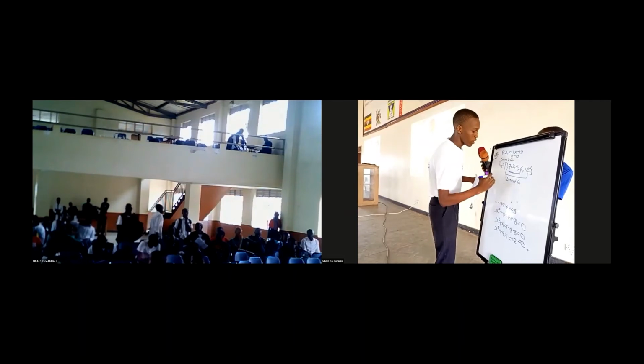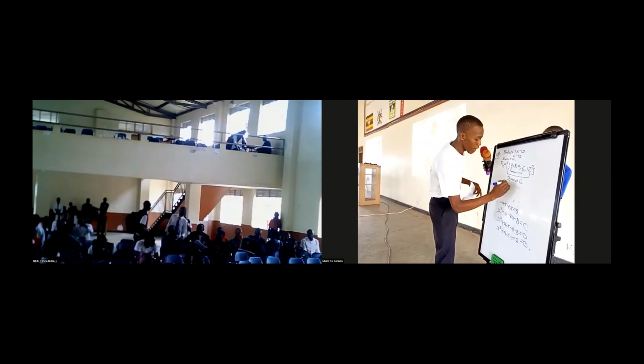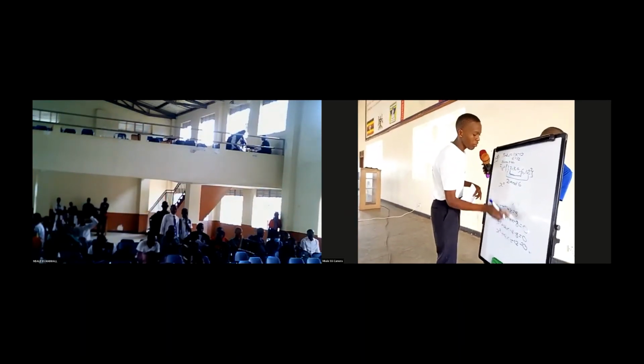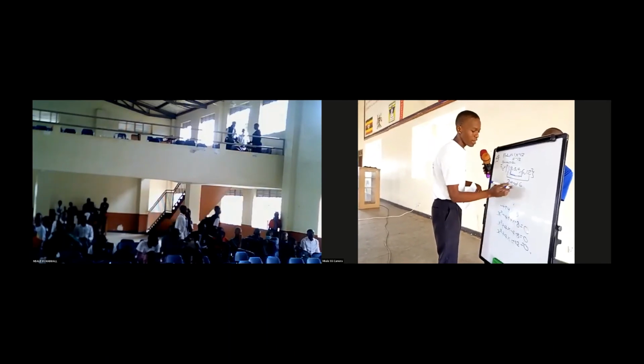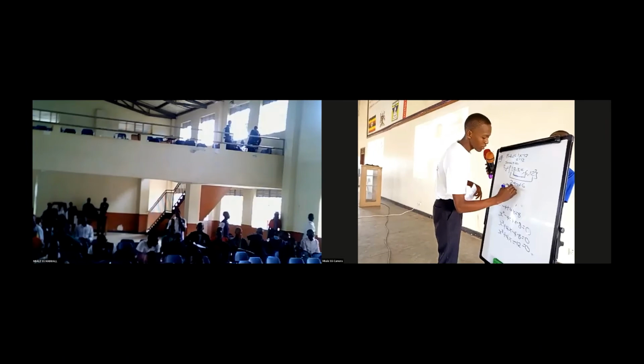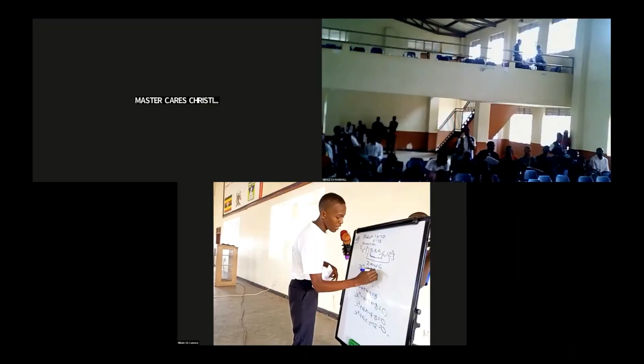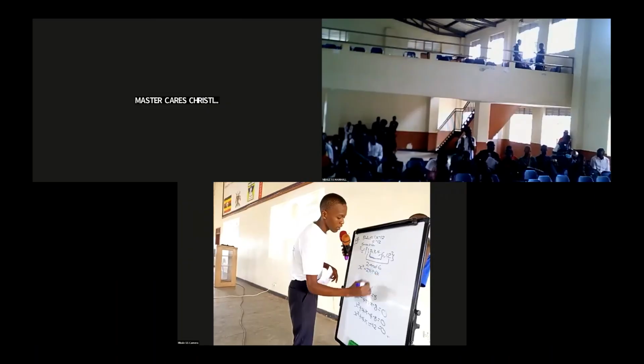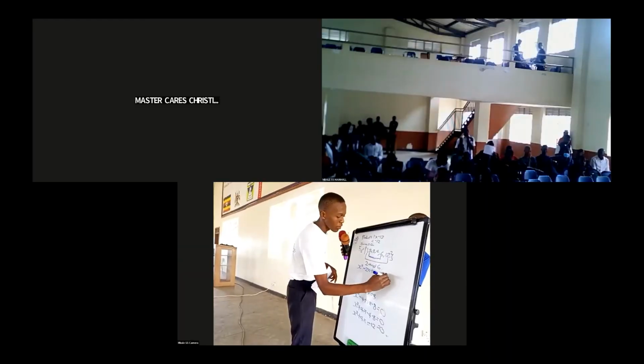So we shall say x squared, where there is 4x, we shall replace it with the two numbers that are giving us 12. So it will be x squared minus 2x plus 6x minus 12, giving us 0.